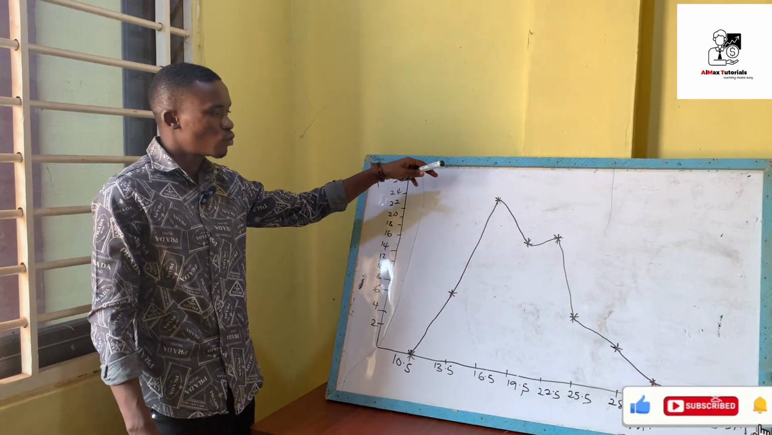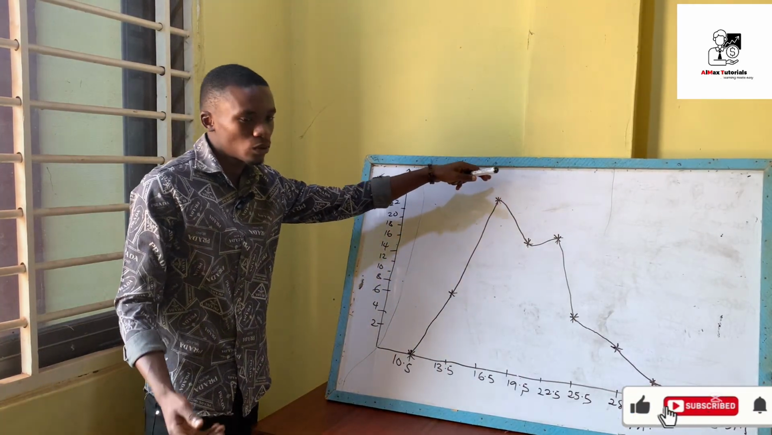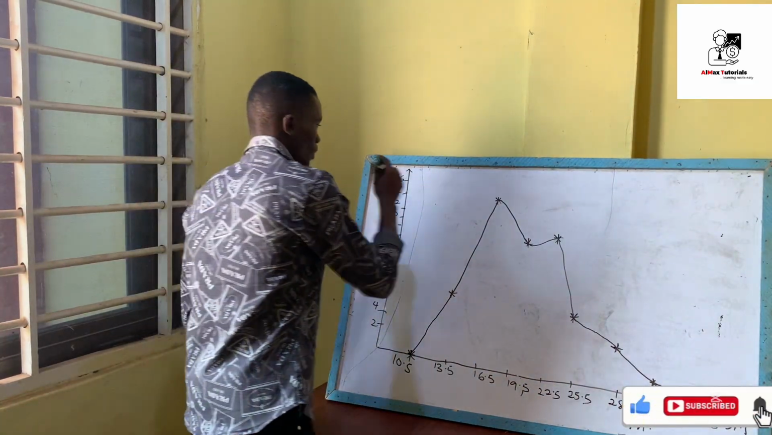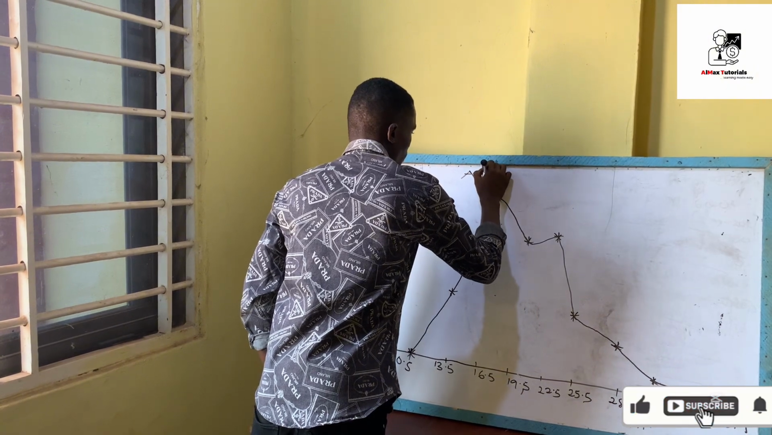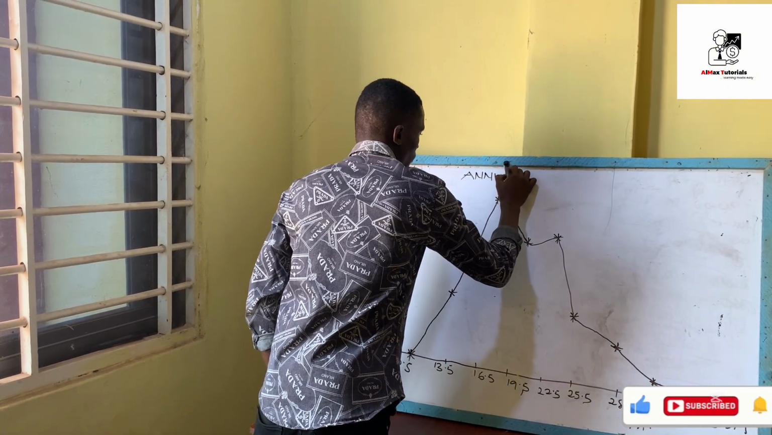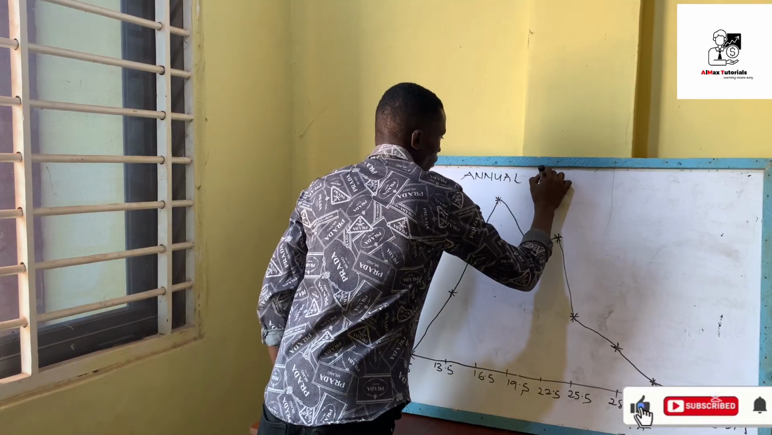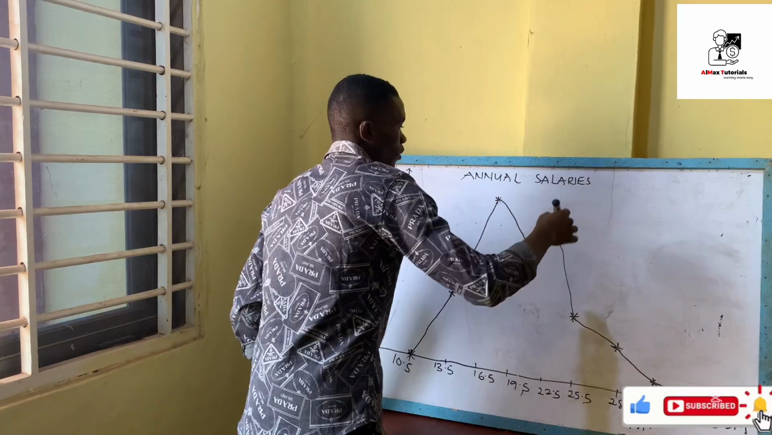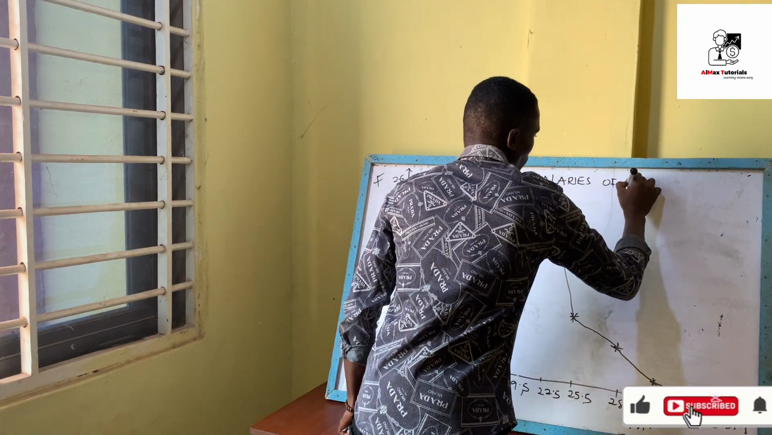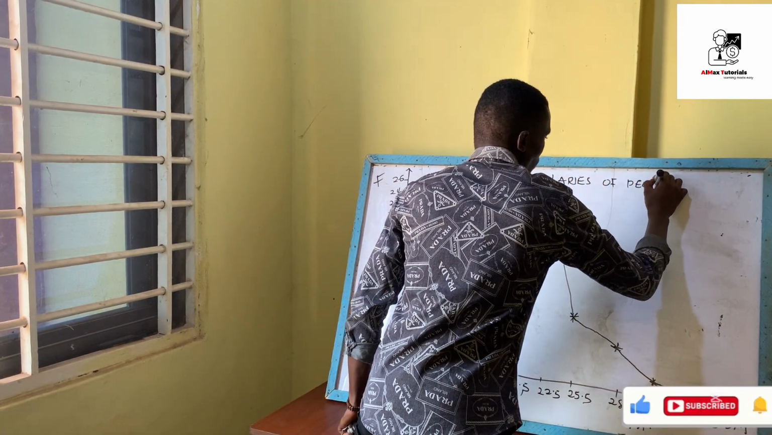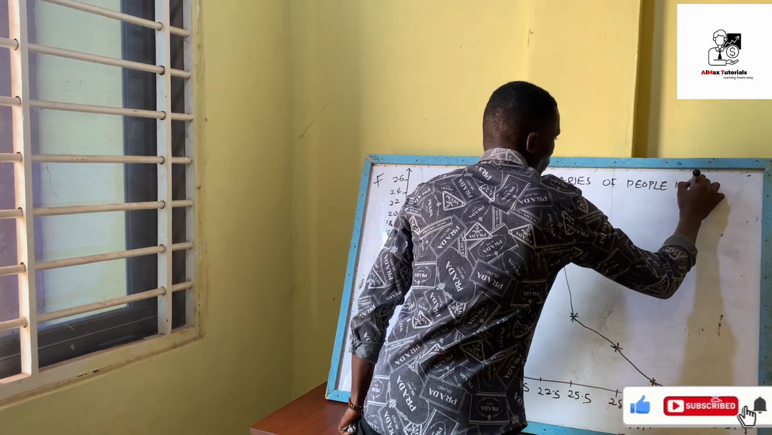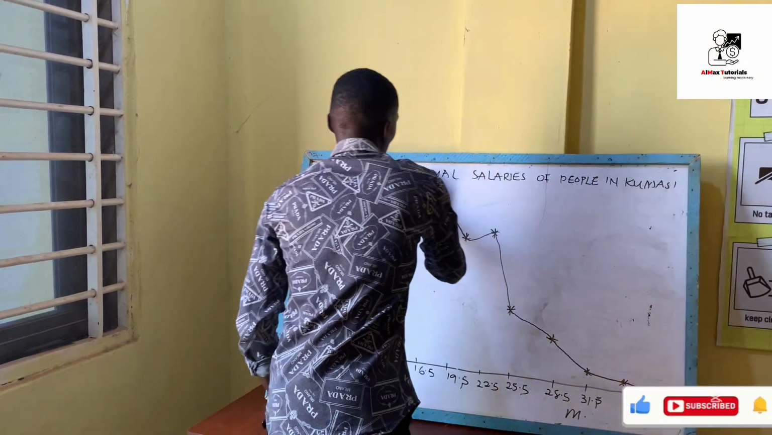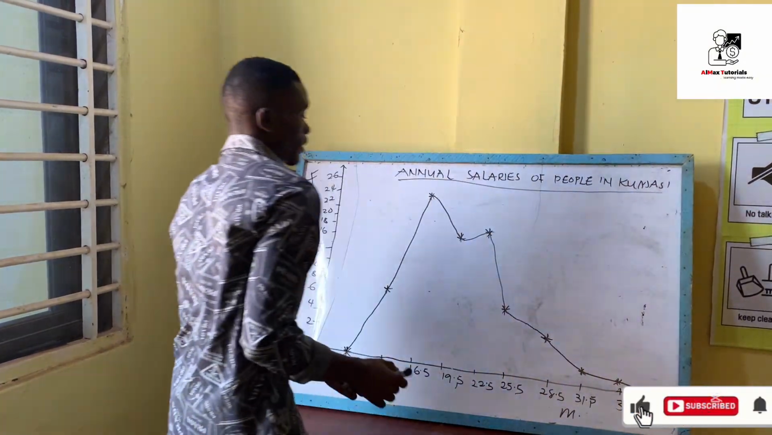And don't forget to bring your title. It depends on the question that you are given. Don't forget to bring your title. So with this, we have annual salaries of, let's say, people in commerce. Let's put it that way. Then you underline it. Yeah, nice and clear.